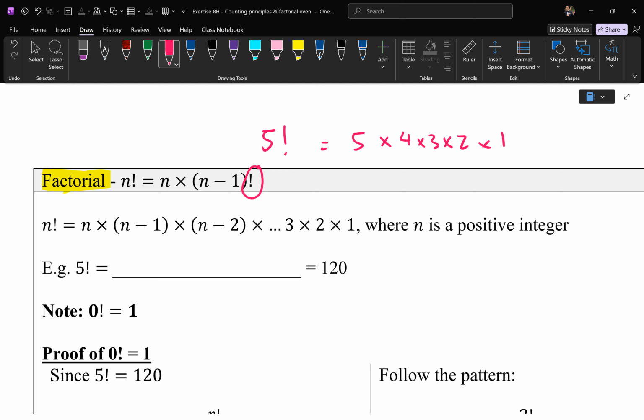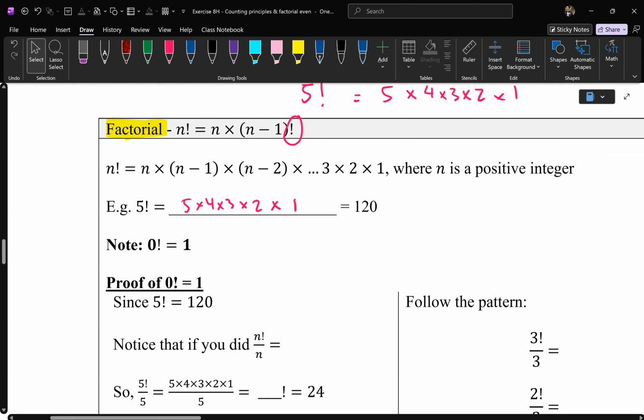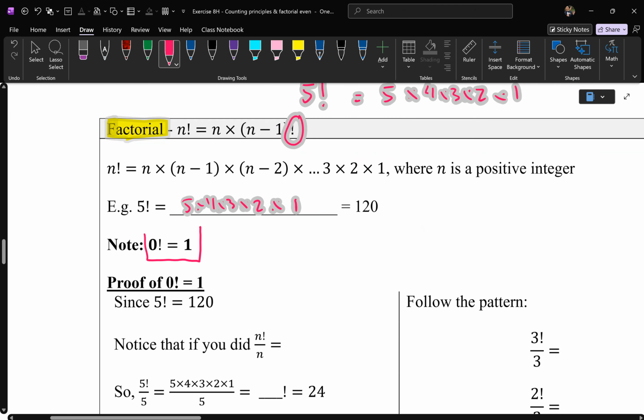That's what this formula is saying. Whatever n is, the next one is n minus 1, next one down is n minus 2, then n minus 3, all the way until you get to 1. That's what factorial means. So 5 times 4 times 3 times 2 times 1. There is a note. 0 factorial is actually equal to 1.